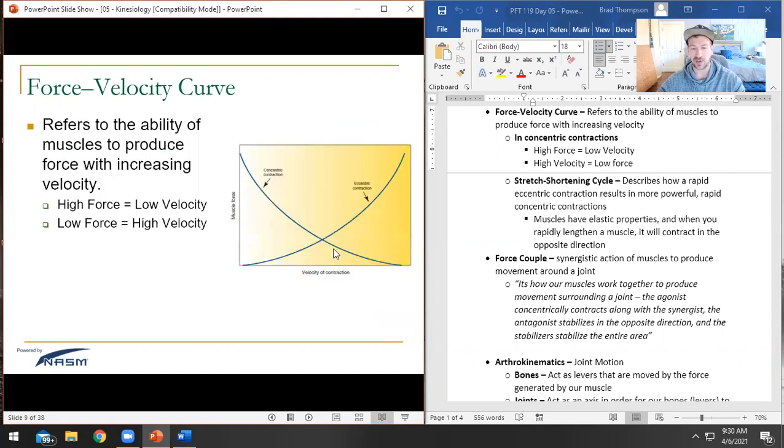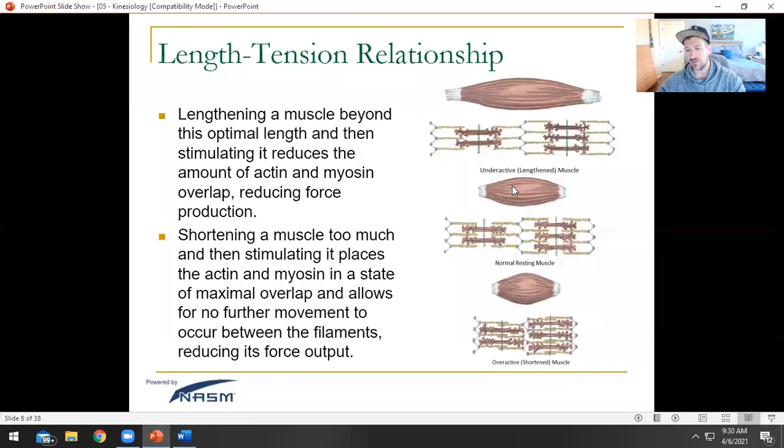If this is concentric force production, let's say this is where the muscle's resting and it's contracting to here, this has a lot of potential to produce force. This has very little potential to produce force. But what's cool is that now that this muscle is contracted concentrically, the antagonist muscle on the other side looks like this now.